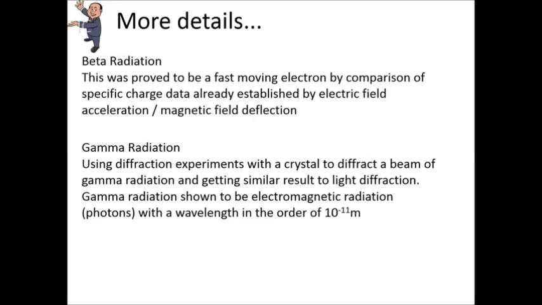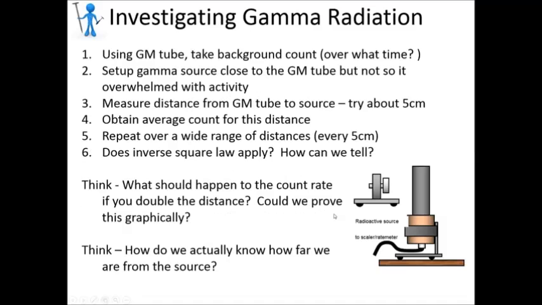Gamma radiation: using diffraction experiments, again talked about in year 12 slightly, with a crystal to diffract a beam of gamma radiation and getting similar results to light diffraction, showing that gamma radiation must be part of the electromagnetic spectrum. From the diffraction pattern you can work out the wavelength, and this must be in the order of 10 to the minus 11. So you can see how some of this starts to join up with the physics that you've done in both year 12 and year 13.